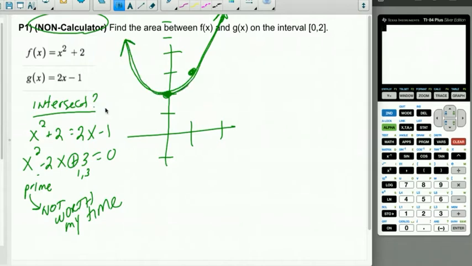Close enough. 2x minus 1 is going to have a y-intercept of -1, and then it's going to have a slope of up 1, right 1. And what you'll see is that if we draw this curve, at no point in the interval that we're given do the curves flip-flop.